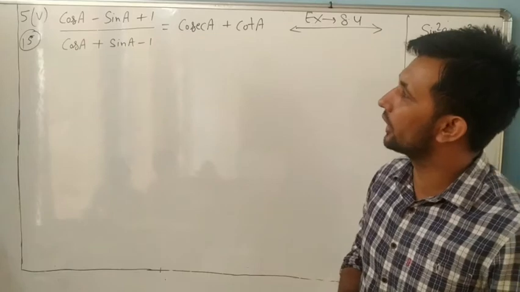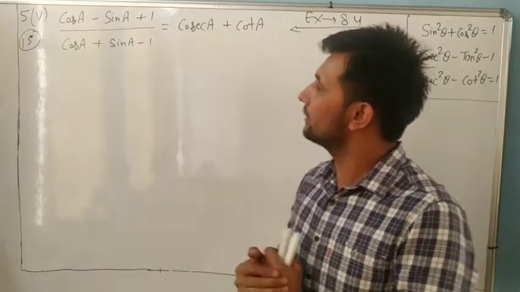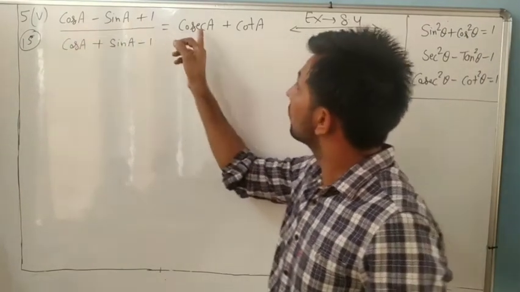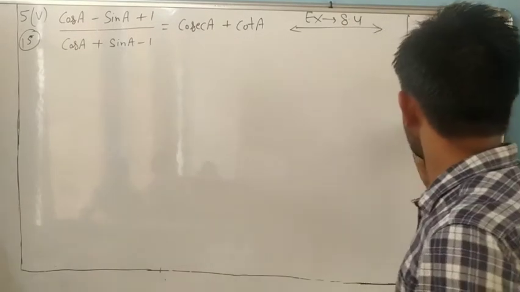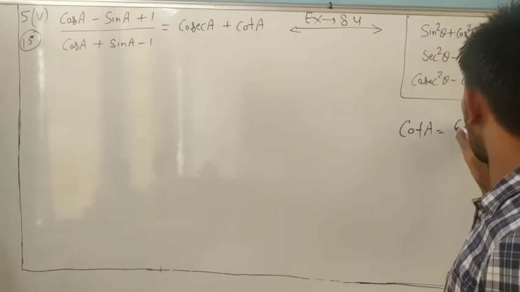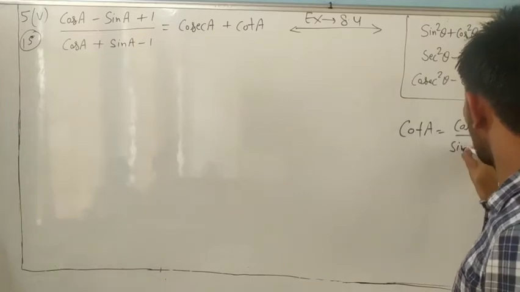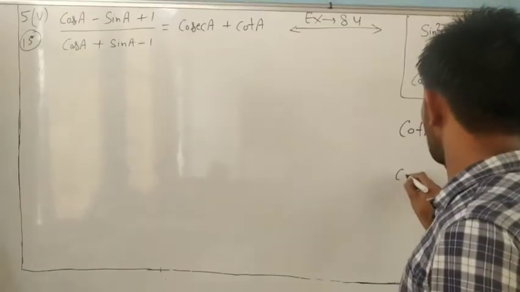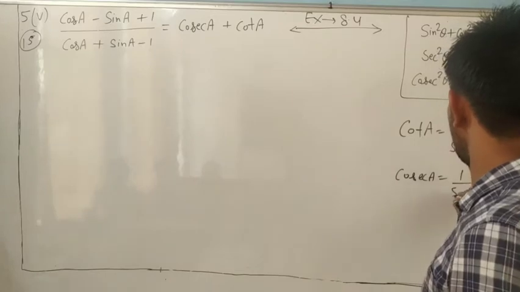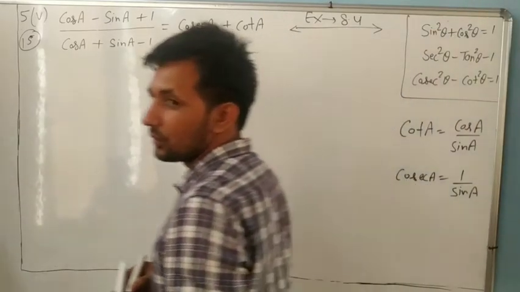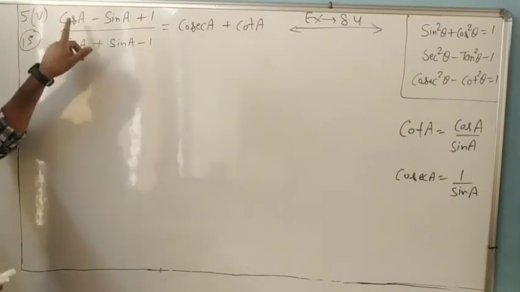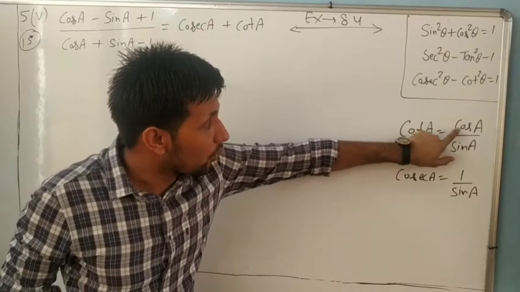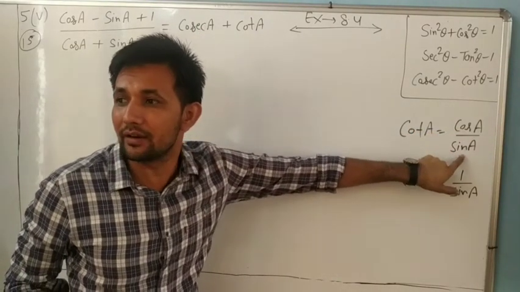It is very difficult to think, but look at how we can convert cos and sine into cosec and cot. Cot means cos by sine, and cosec is always 1 by sine. Everyone knows? Look. So now we want to convert cos into cot and cosec. How can you convert? If we have cos upon sine, we can write cot a.